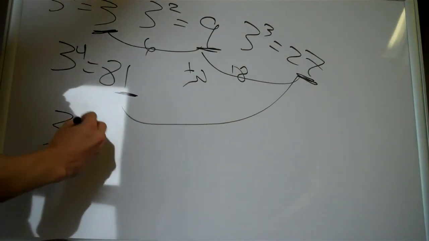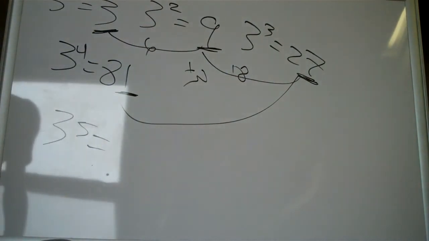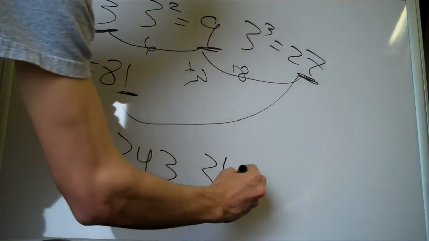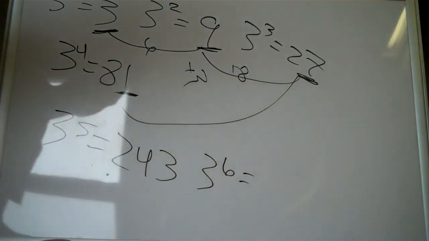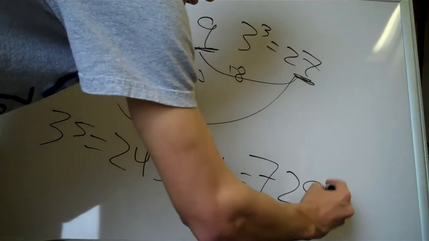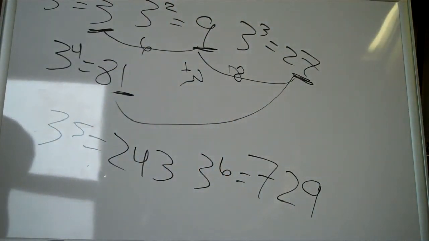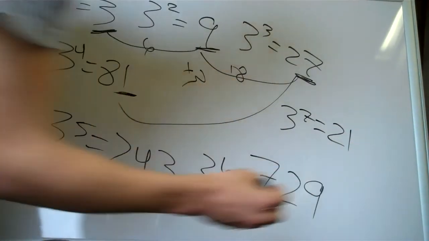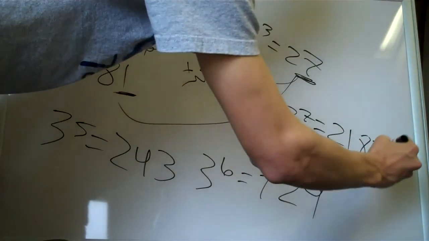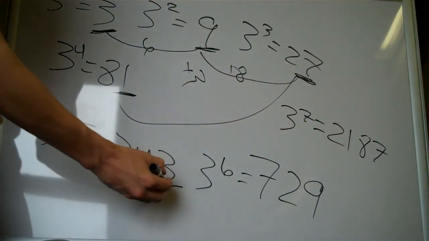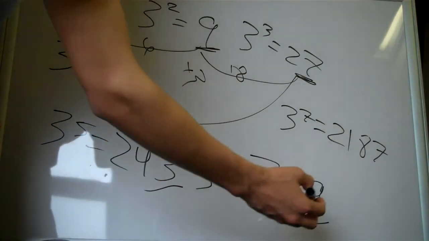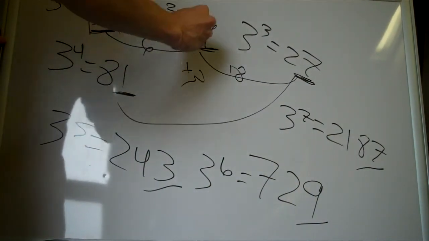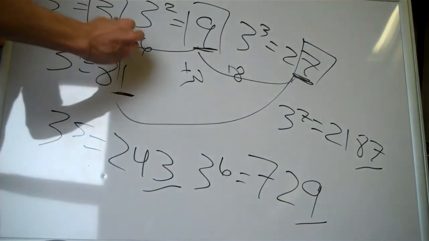Let's look at 3 to the 5th. 3 to the 5th is going to be 243. 3 to the 6th is 729. And 3 to the 7th, let's go ahead and do that, is 2,187. Okay, so if we look at the ones places here, look, a 3, a 9, a 7. What do we have up here? A 3, 9, 7. I bet you the next one's going to be a 1.